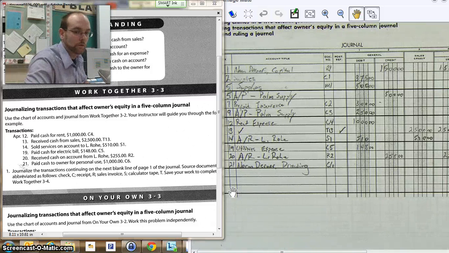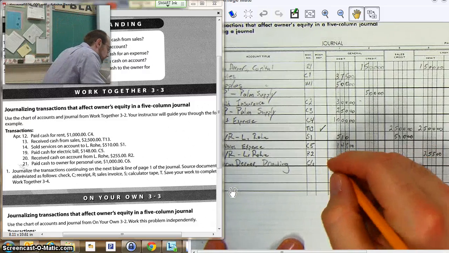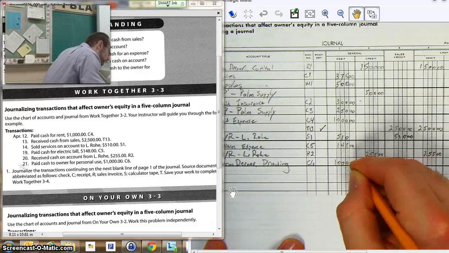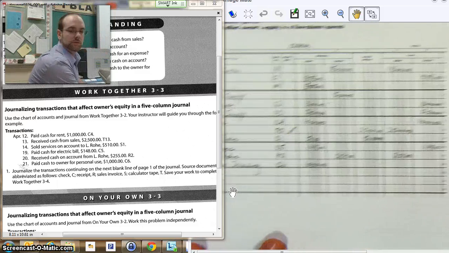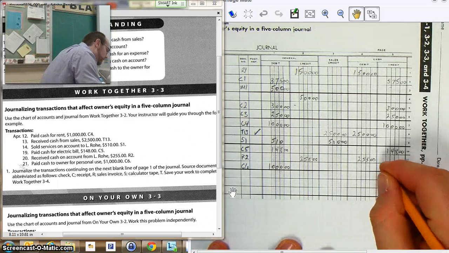Now we want to take a look at the debit amount. So what exactly are we going to debit? Well, the drawing account is an owner's equity account. So what we want to do there is debit that account and credit cash because cash is going down. So we have our debit and our credit in the transaction. We're going to debit this one, $1,000. The next thing we're going to do is credit one for every debit. So we need to have a cash credit of $1,000.